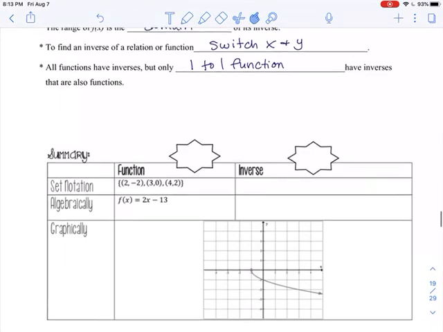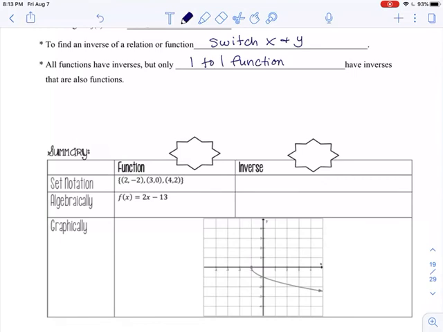And then here's my summary. So the function, I'm going to call it f of x. The inverse is f to the negative 1 of x. In set notation, all I'm doing for the inverse is I'm going to flip-flop the x and the y. So my points are going to be negative 2, 2, 0, 3, and 2, 4. Nice and easy. Just switch the x and the y.